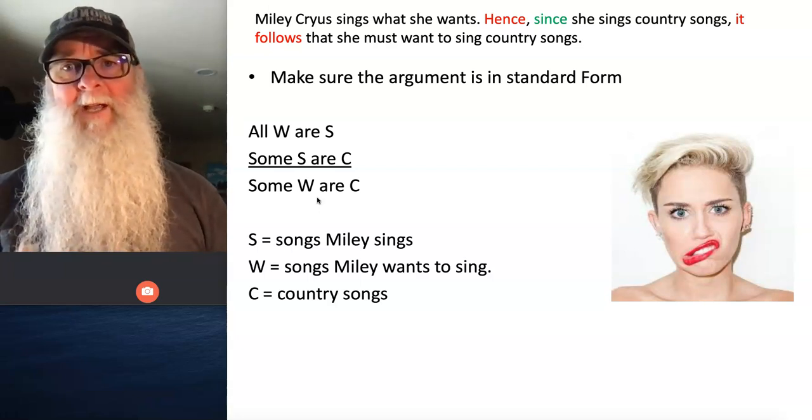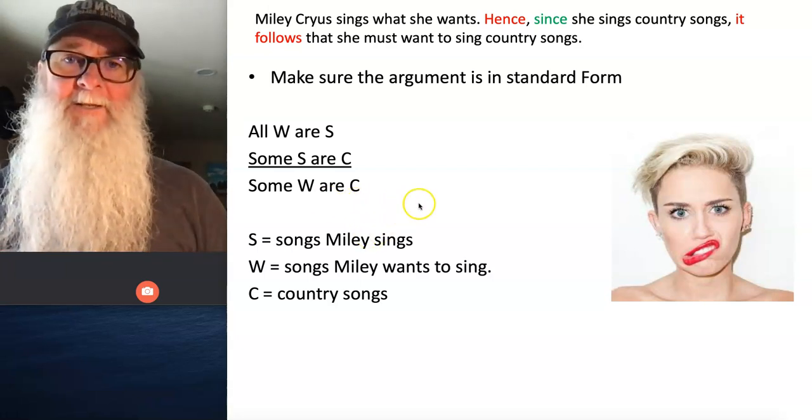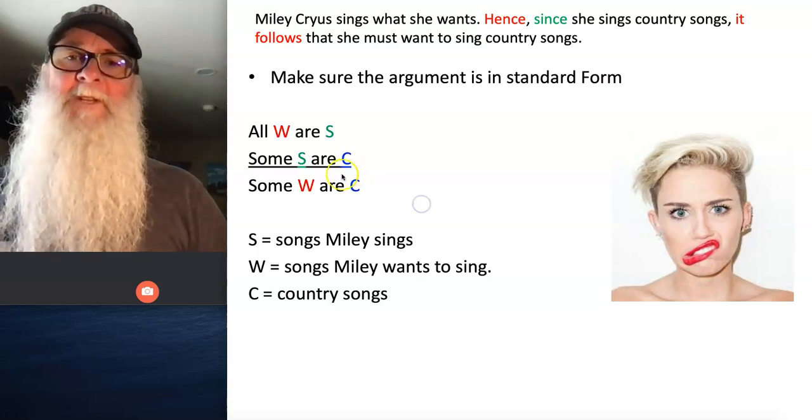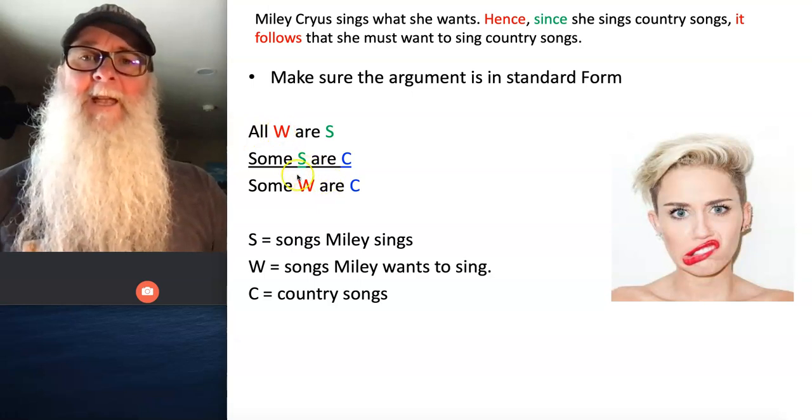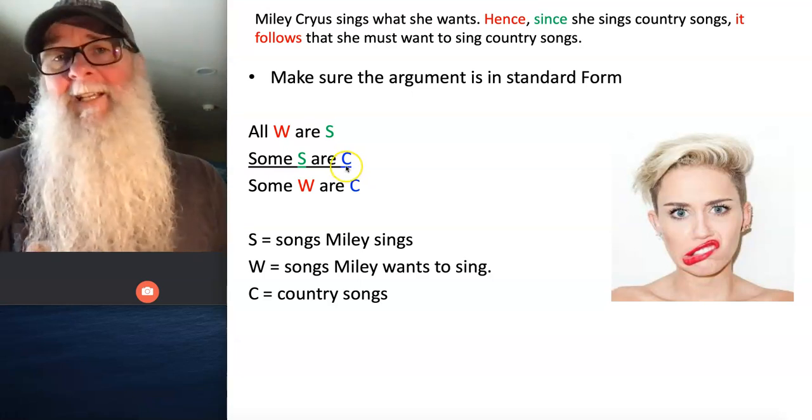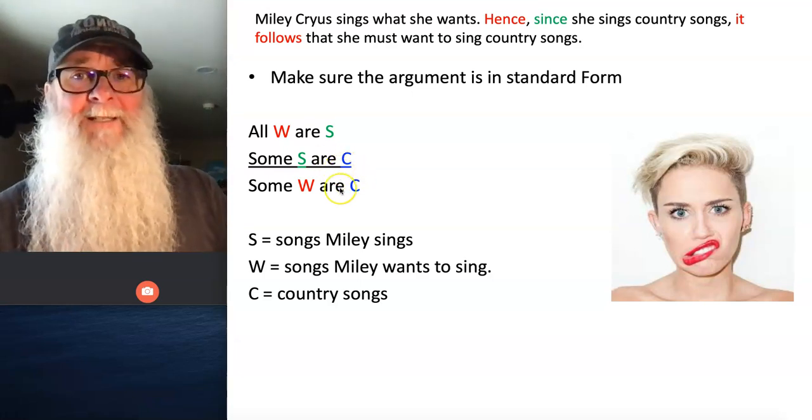But for this argument to be considered standard form, it has to not just have 3 terms used 2 times each in the same way, it also has to have the premises in the right order. The major term of the argument, the predicate of the conclusion, should appear somewhere up here in the first premise, and the minor term, the subject of the conclusion, should appear somewhere here in the second premise, and we can see here that it doesn't. So this argument is not in standard form.